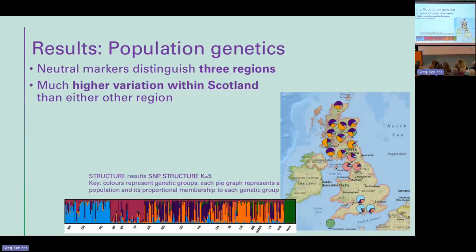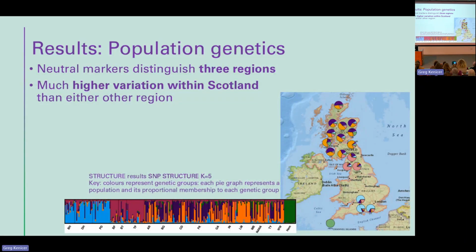So, some preliminary results here. We have looked at a common garden trial, a germination trial, and genetic markers. These are the results from our genetic marker analysis. On this map of the UK, each of these different pie charts is a different population that was sampled. And the different colors within those pie charts are each population's proportional membership of different genetic groups, which is what the colors represent. So two things to take away from this graph.